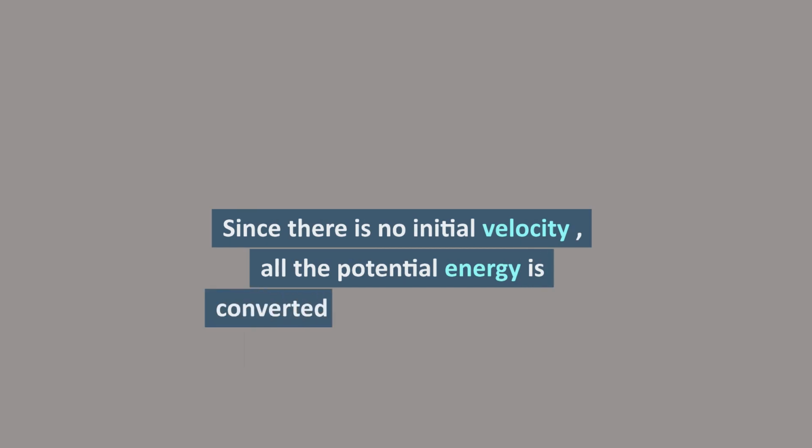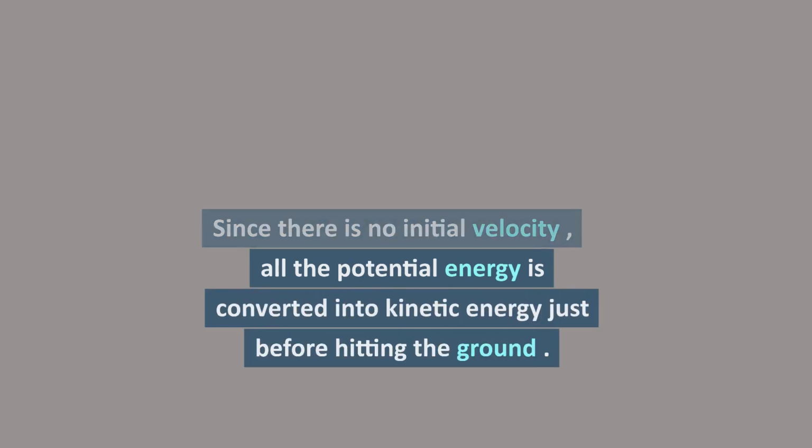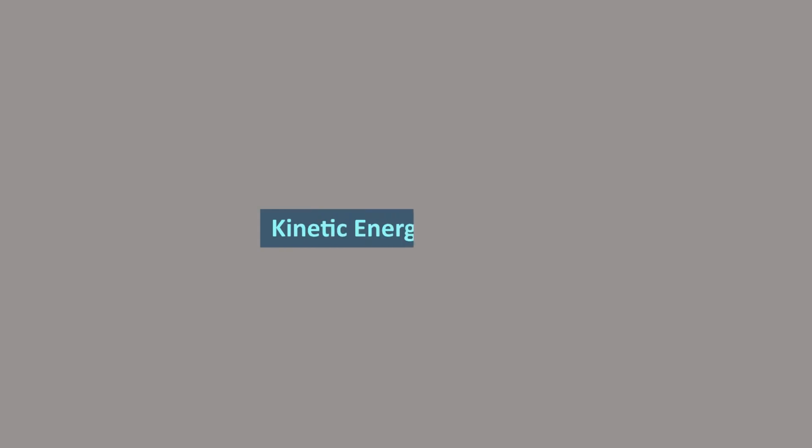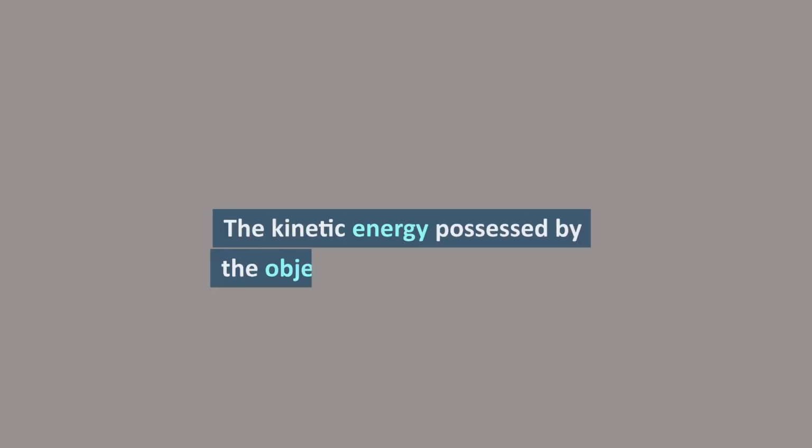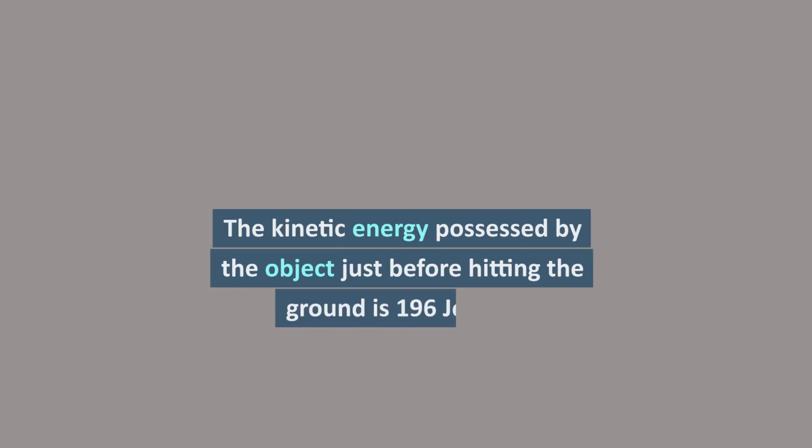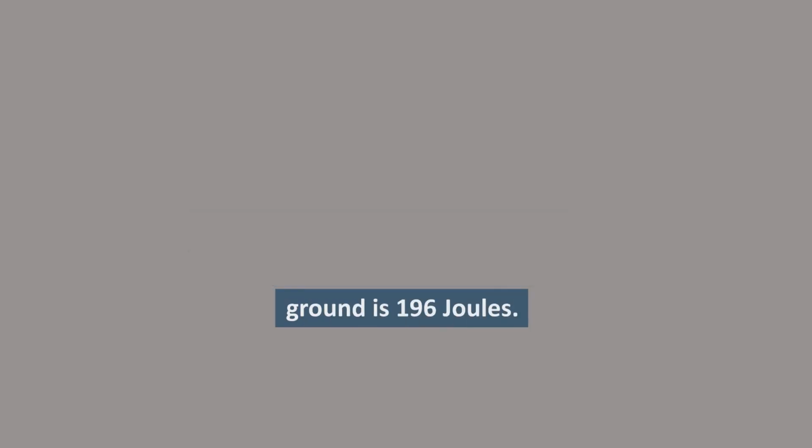Since there is no initial velocity, all the potential energy is converted into kinetic energy just before hitting the ground. Kinetic energy, K, equals P. K equals 196 joules. The kinetic energy possessed by the object just before hitting the ground is 196 joules.